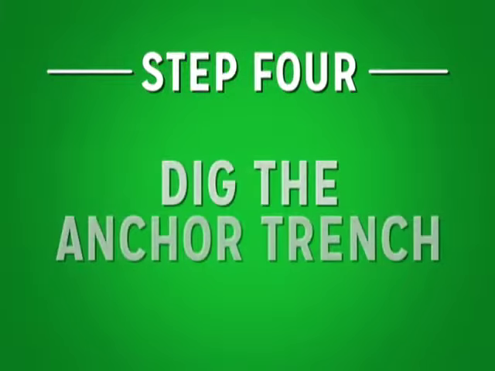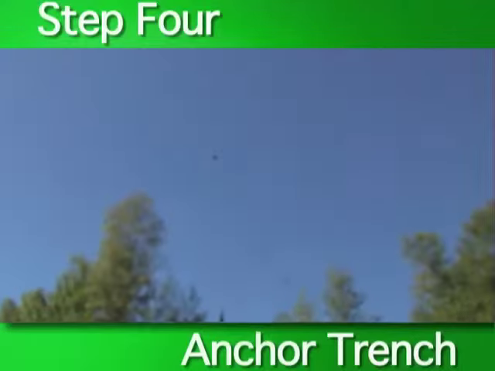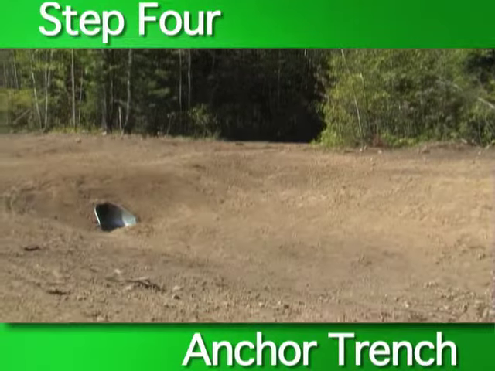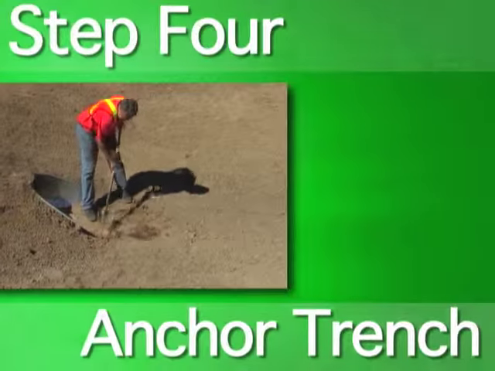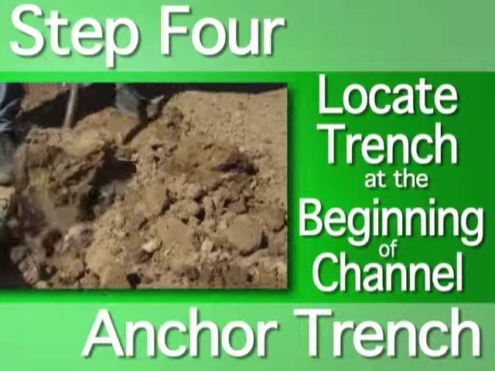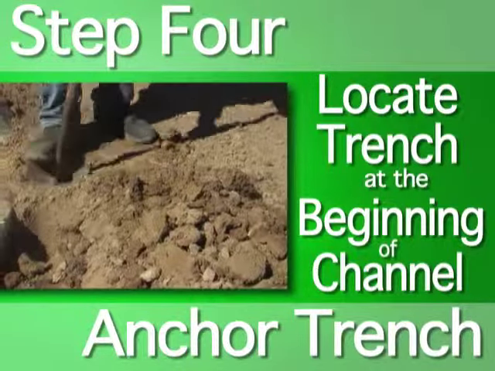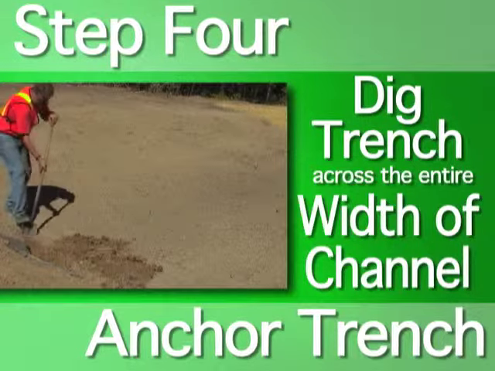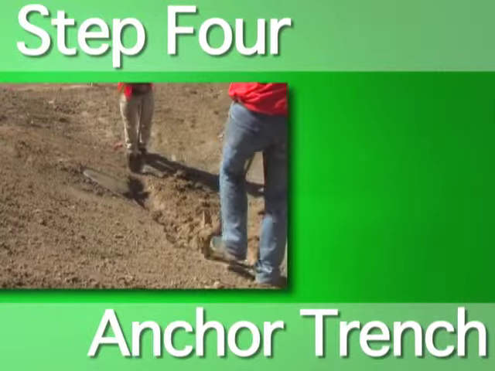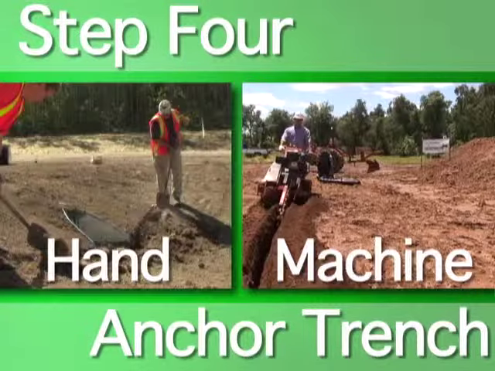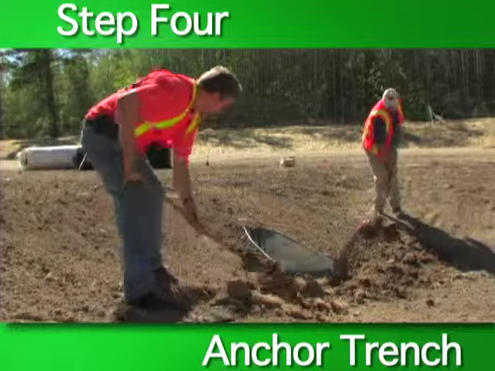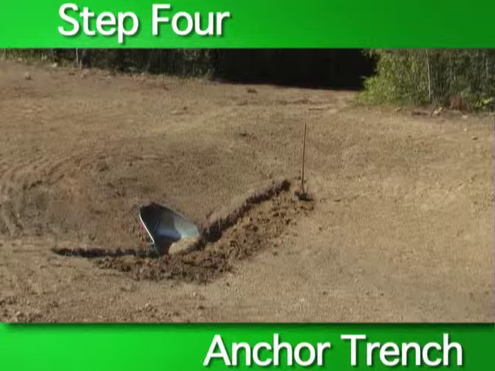Step 4. Dig the anchor trench. RECPs must be secured at the beginning of the channel using an anchor trench. The anchor trench should be located at the very beginning of the channel. Dig a 6-inch by 6-inch anchor trench perpendicular to the direction of water flow across the entire width of the channel. An anchor trench can be dug by hand or by machine. Once the anchor trench is in, you're ready to place the product.